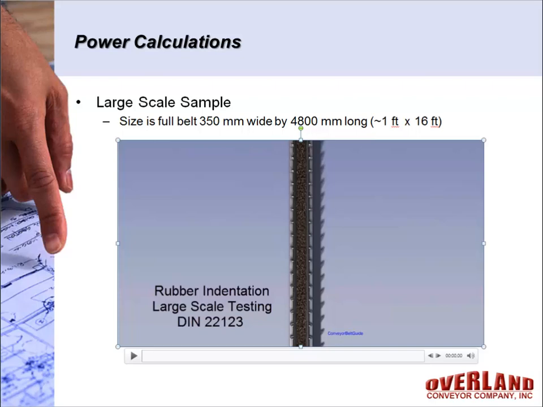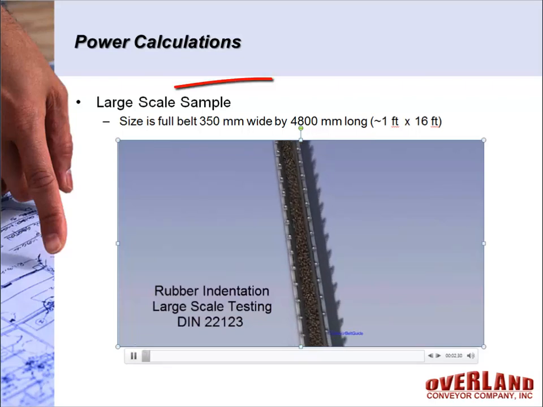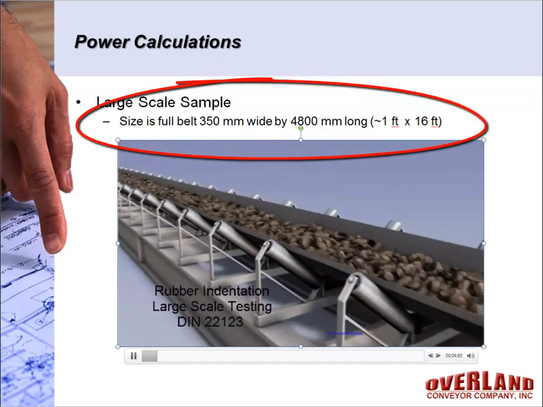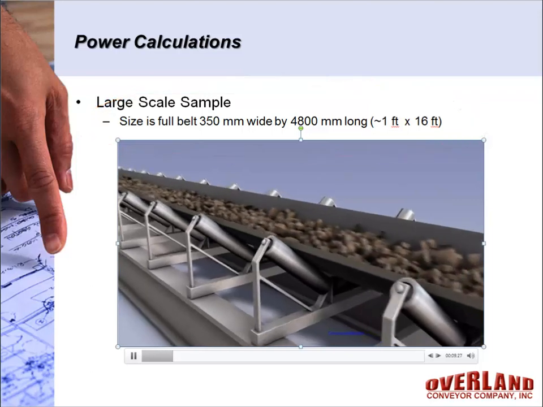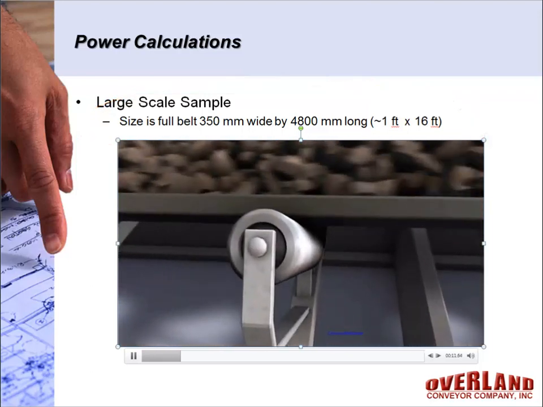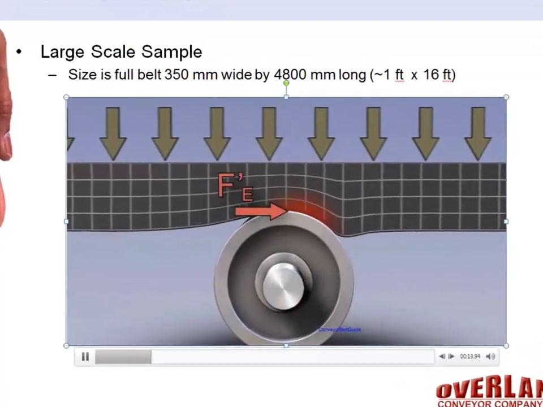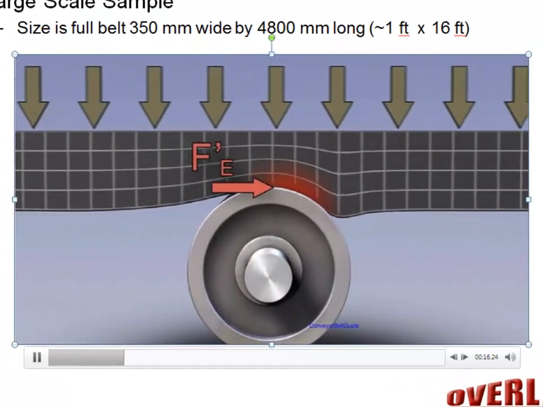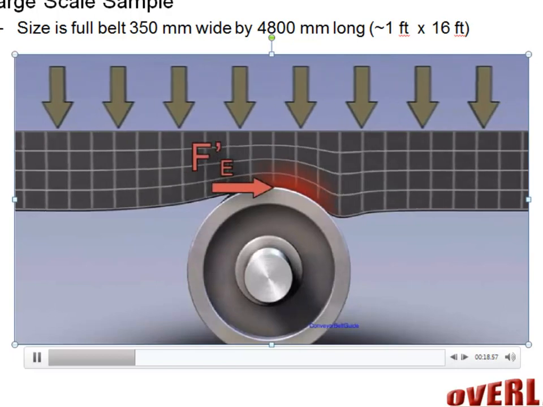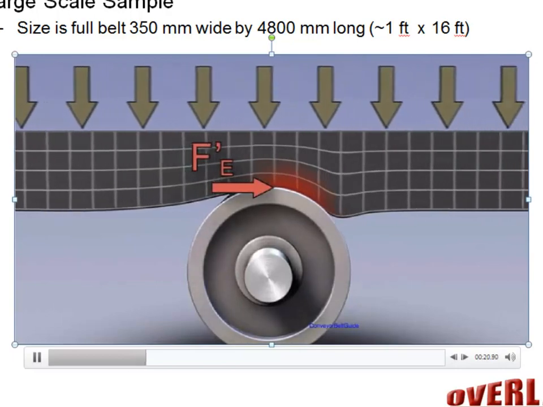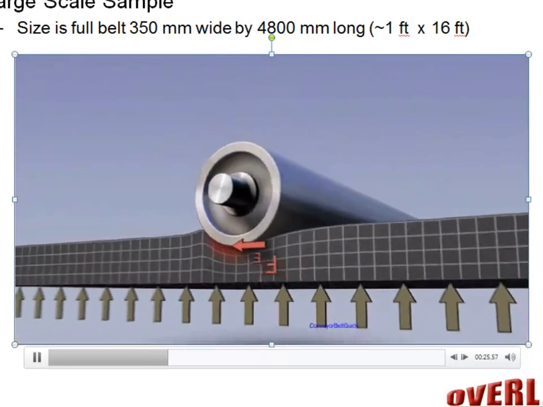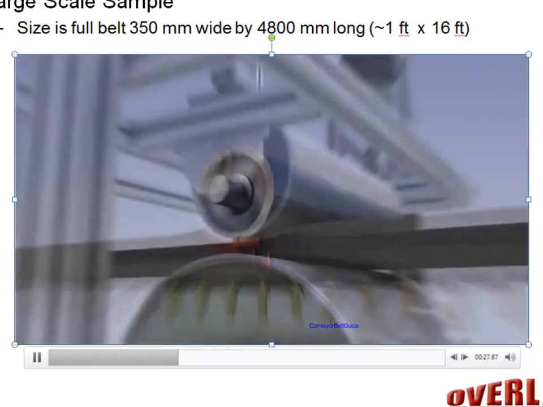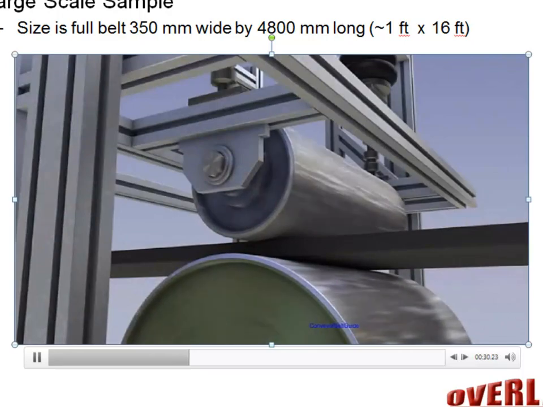Now we're going to talk for a minute about the large-scale sample test method. By its definition, the large-scale test method really talks about the fact that the test sample itself is much larger, 350 millimeters by 4.8 meters long, or 1 foot by 16 foot. And it's a full gauge of belt. It includes the carcass, top cover, and bottom cover, so it's much more difficult to get samples made for this particular test machine.